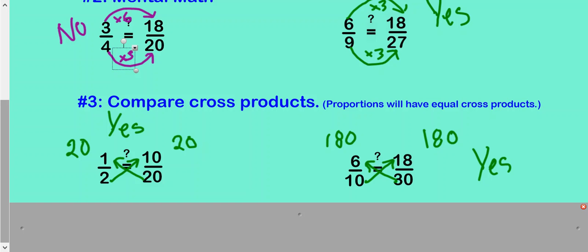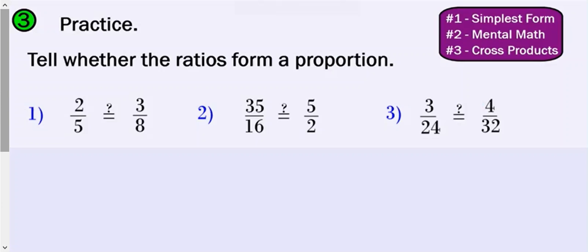All right, now let's look at some practice problems here. All right, make sure you are writing these examples down with me as I go through them, and we're trying to tell whether the ratios form a proportion. Okay, so for this first example, they're already in simplest form, so I'm not going to use that. I'm going to use cross products. Okay, so I'm going to multiply here. 5 times 3 is 15, and 8 times 2 is 16. So these ratios are not equal, so they do not form a proportion.